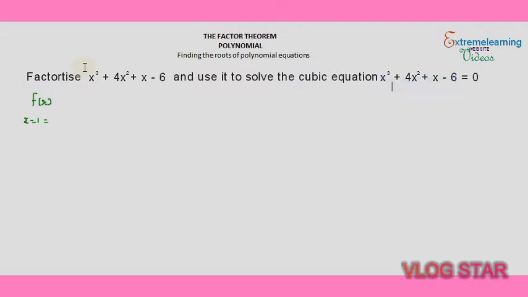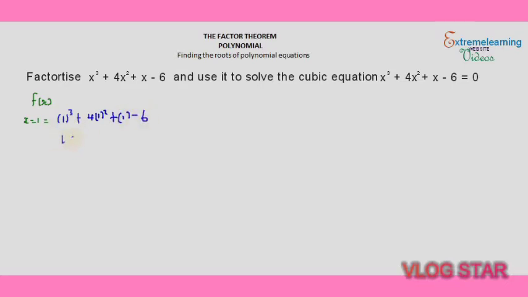So now let's continue from it. Let's say if x is equal to 1, that means in this expression we're going to put in 1 for x in all of them. So this is now 1 cubed plus 4 into 1 squared, then plus 1 minus 6. Now let's simplify this.